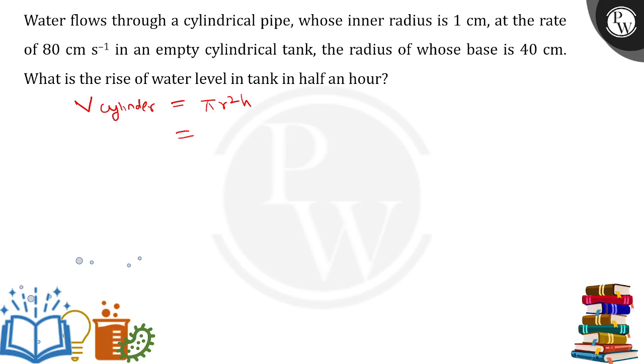that pi is 22 by 7, r is given to us as 1, the cylindrical pipe is given as 1 over here. Sorry, I'm talking about the cylindrical tank, not the cylindrical pipe over here. If you're having any confusion, let me write over here tank, the total water that will be filled. So over here that will be 40 centimeter. 40 centimeter is the base, so 40 into 40.